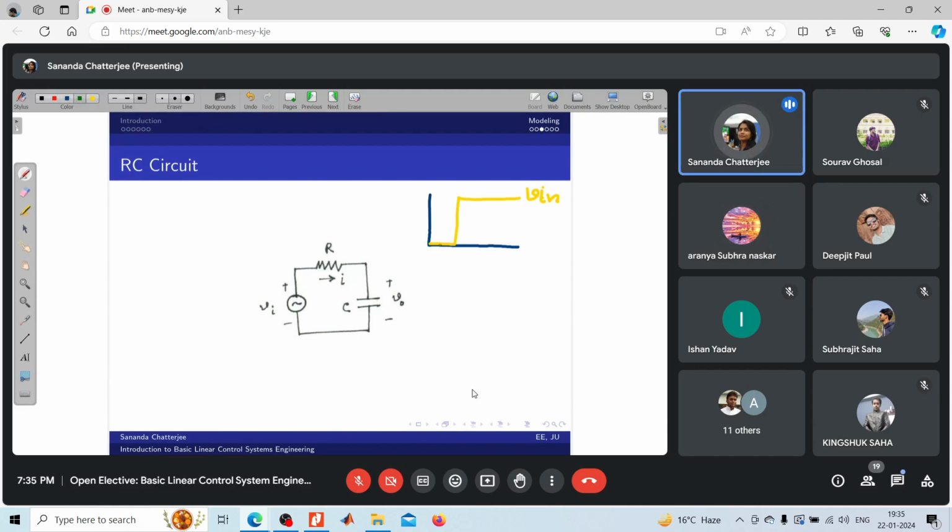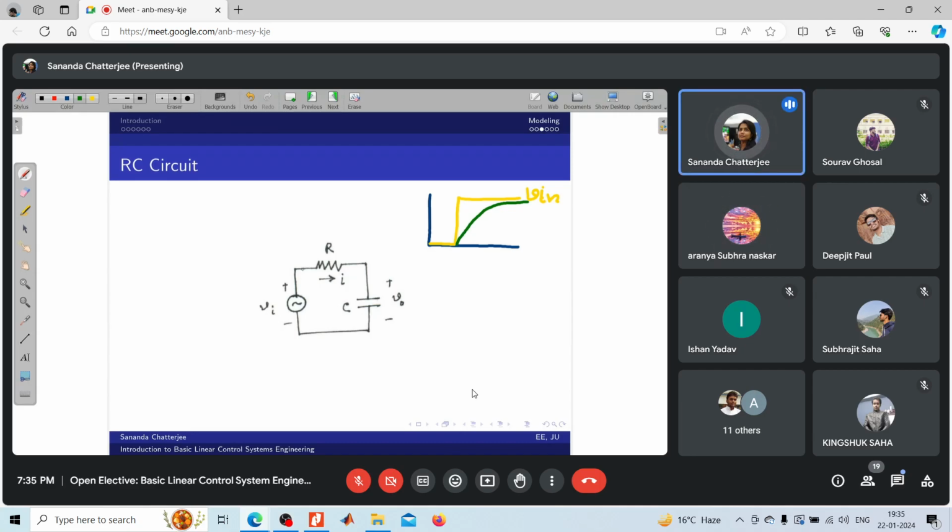The output will be changing like this. The exponential function. Why does this happen? Can you tell me why? What is the reason behind this? Because, ma'am, to charge the capacitor, it will take some time. Yes, the charging is an exponential curve for that capacitor. That is V0 equal to Vi into e to the power minus t by RC, I guess the equation was.